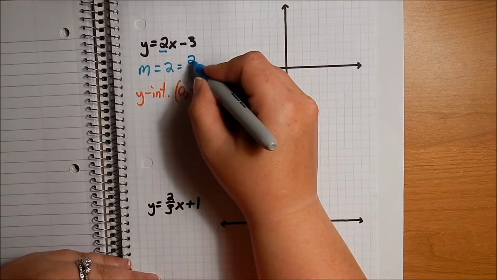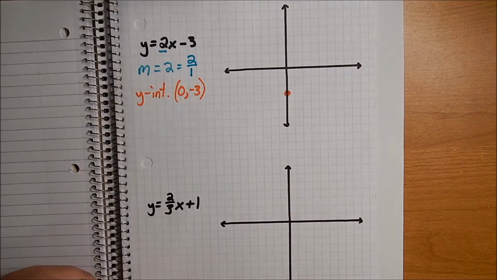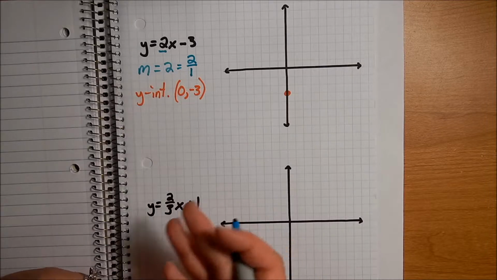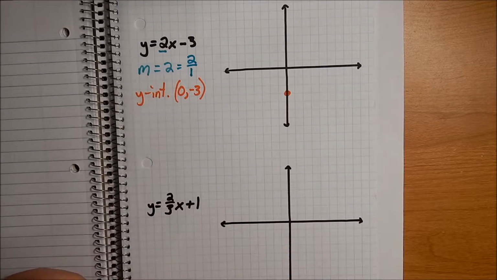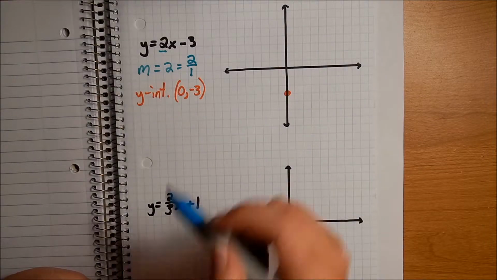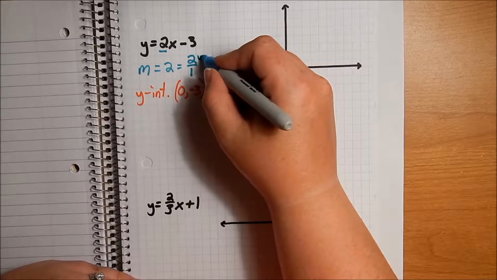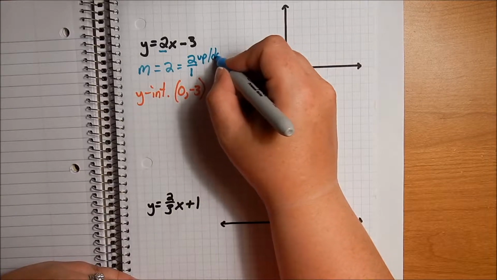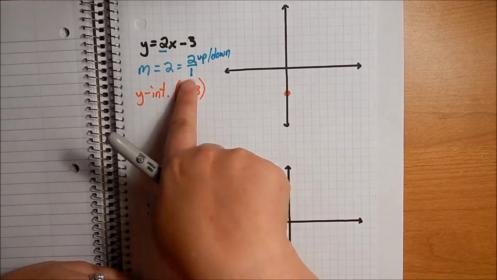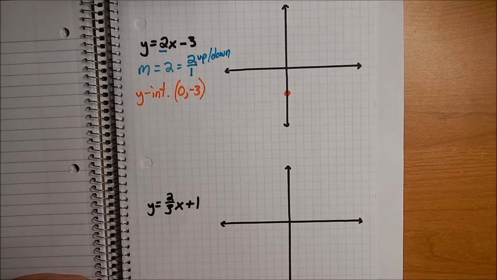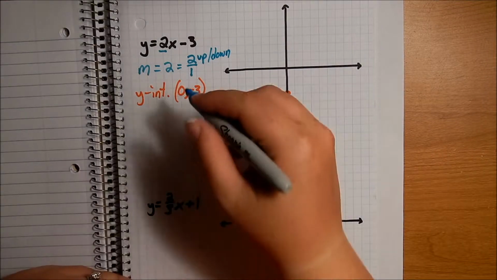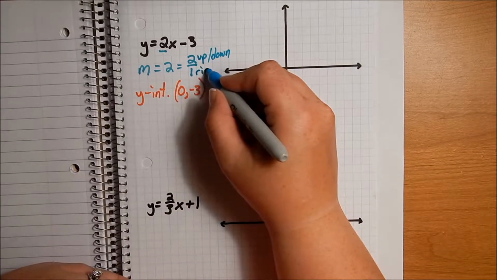So I write it as 2 over 1 instead of 2, or think of it in my head, because eventually we're not even going to write this out. We're just going to do it in our head. The numerator will always tell you how many units to go up or down, while the denominator always tells us how many units to go to the right or left.